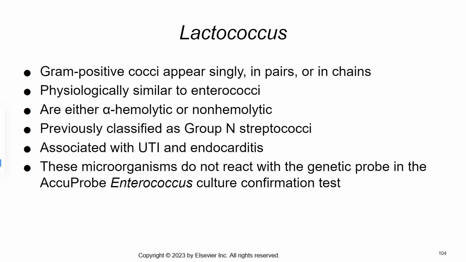Lactococcus, I did see this one isolated from a respiratory culture once, and this one was an interesting case because it was misidentified, and then once it was finally identified, it became a major concern for this patient. These are gram-positive cocci that appear singly, in pairs, or in chains, physiologically similar to enterococci, either alpha hemolytic or non-hemolytic, previously classified as group N strep, associated with UTI and endocarditis.